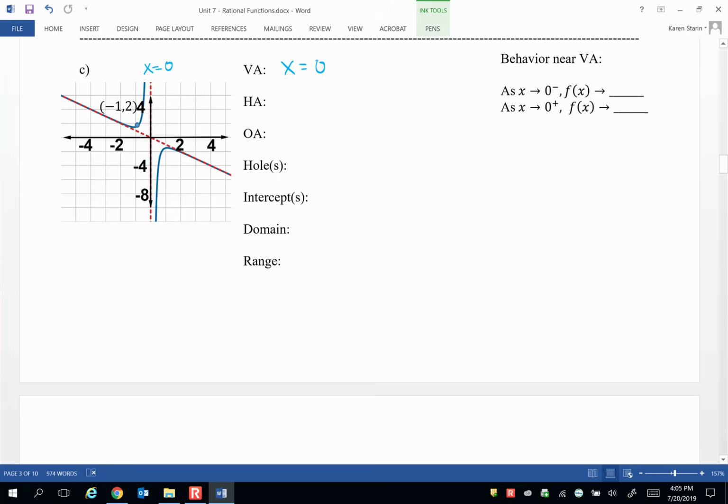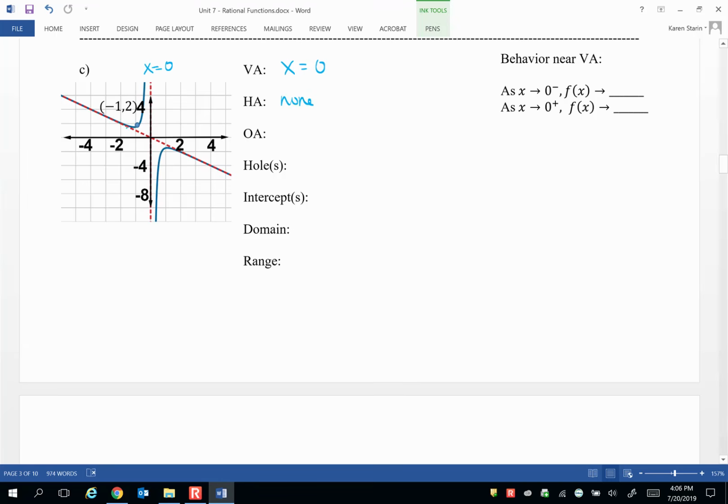Is there a horizontal asymptote? I don't see one, and I don't see that y is approaching anything on both extremes, both of the ends, so there is none. But there does happen to be an oblique asymptote.